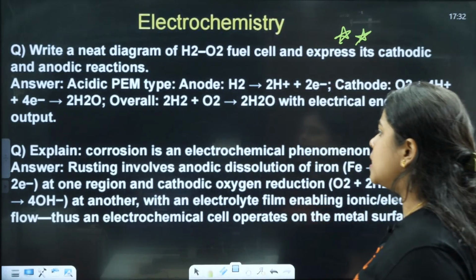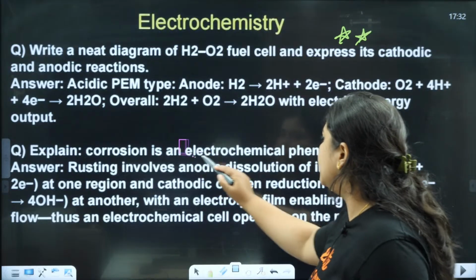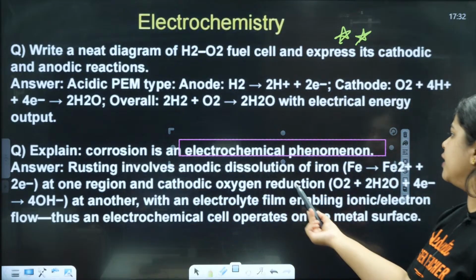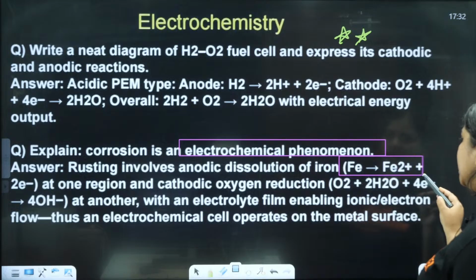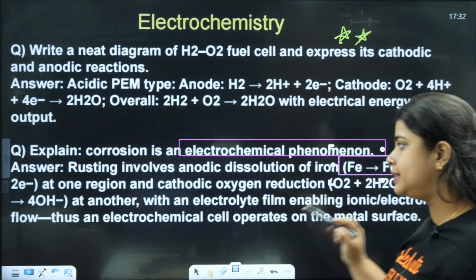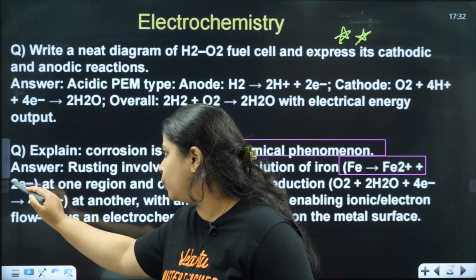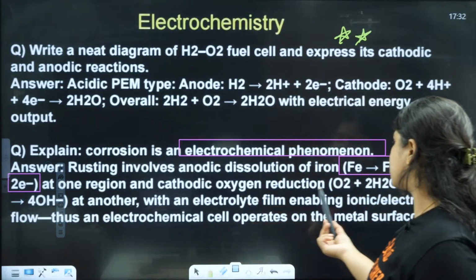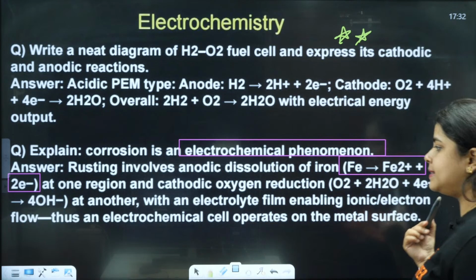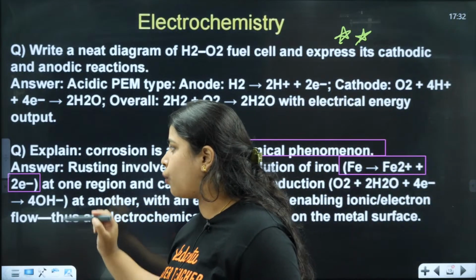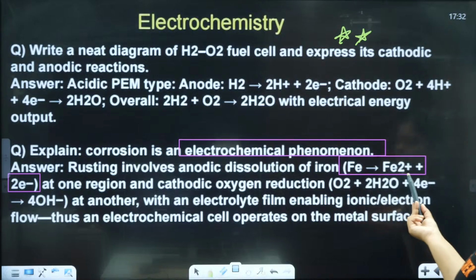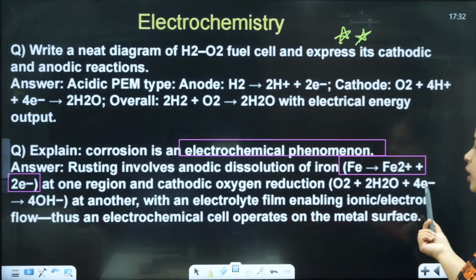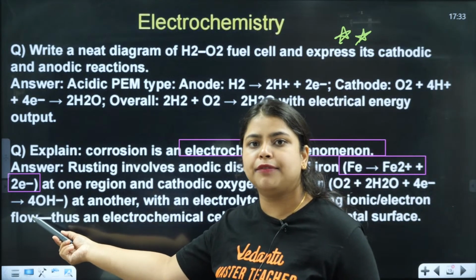Next question is what? Explain that corrosion is an electrochemical phenomenon. Rusting involves anodic dissociation of iron. That is Fe getting converted to Fe2+ plus 2 electrons. Clear? Then cathodic oxygen reduction, that is O2 plus 2H2O plus 4 electrons forming 4OH-. Fe gives 2 electrons, and here oxygen takes 4 electrons to form OH-.